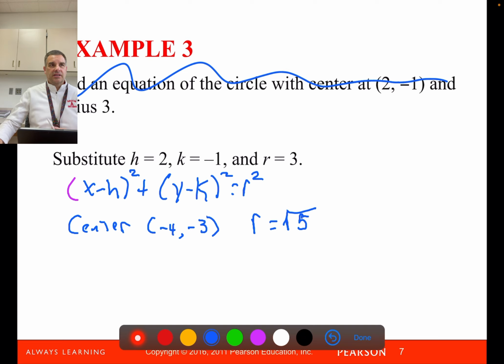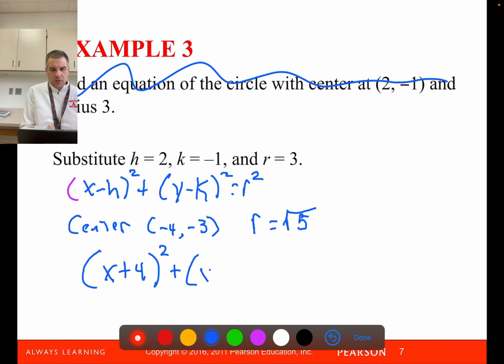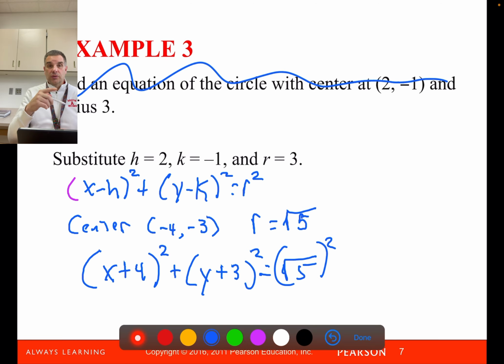Okay, I'll give you a couple seconds to do that. So you should have had x minus -4, so x plus 4 squared, plus y minus -3, so y plus 3 squared, equals the square root of 5 squared. Remember, when you square a square root, what's left is just what's underneath the radical. So you just got 5, and you're done.